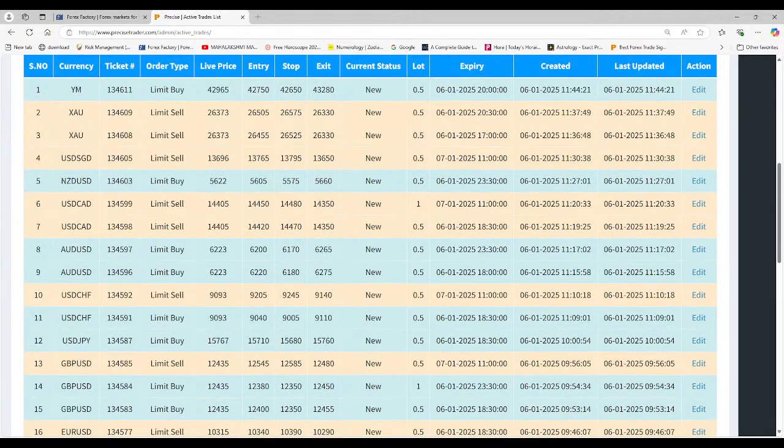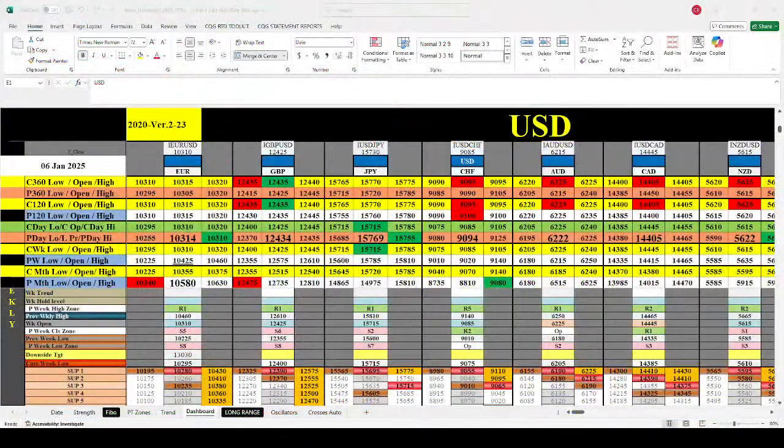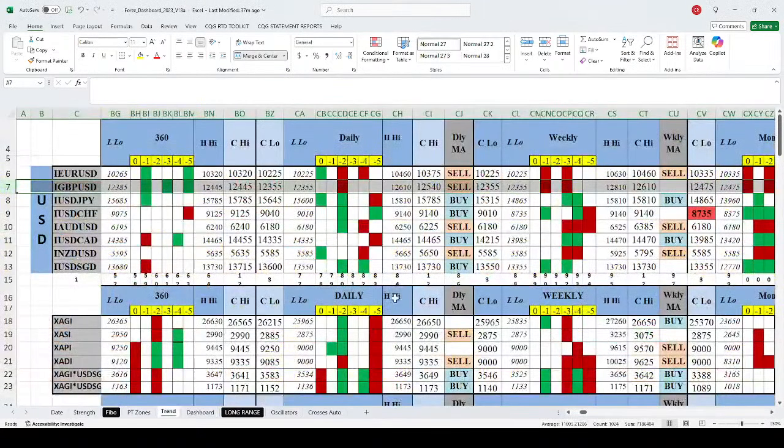Okay, and one more thing I want to suggest to you. We are giving you the signals, but that doesn't mean you have to key in all the signals. You see what you trade and concentrate on that cross.